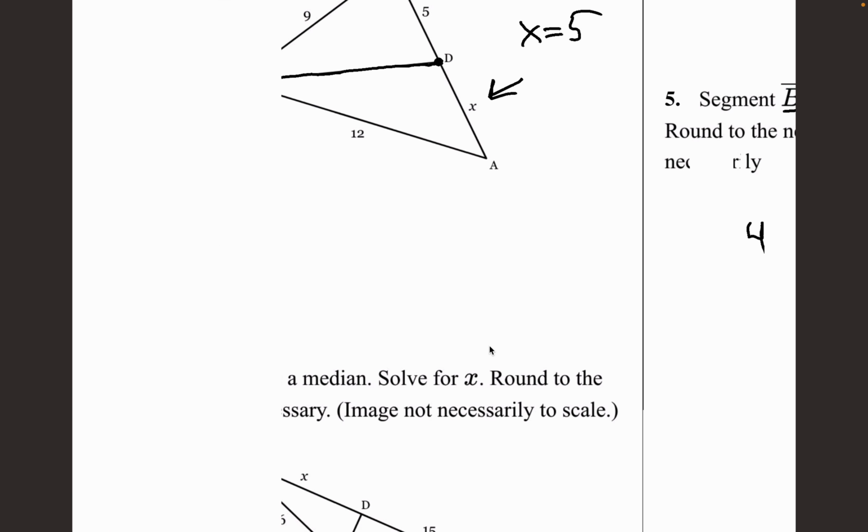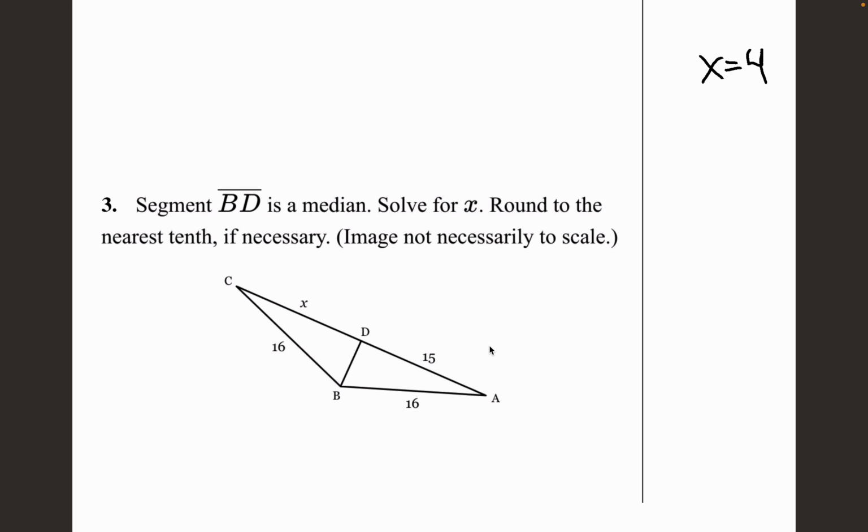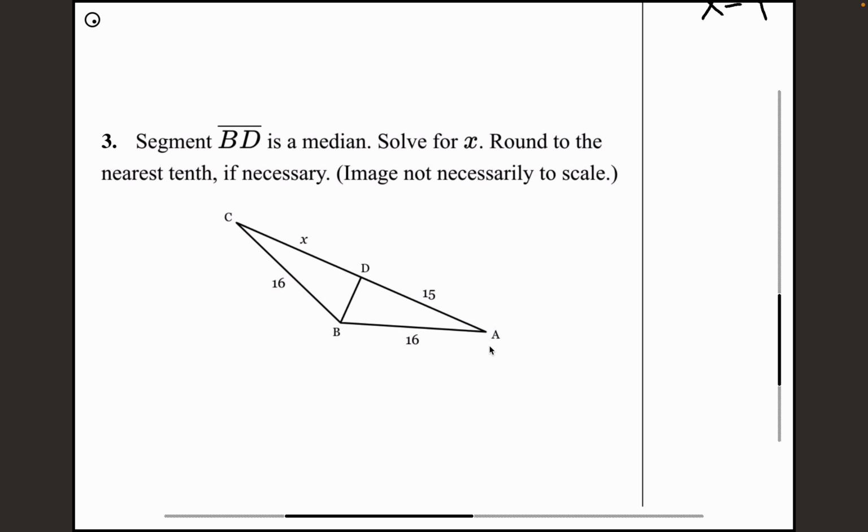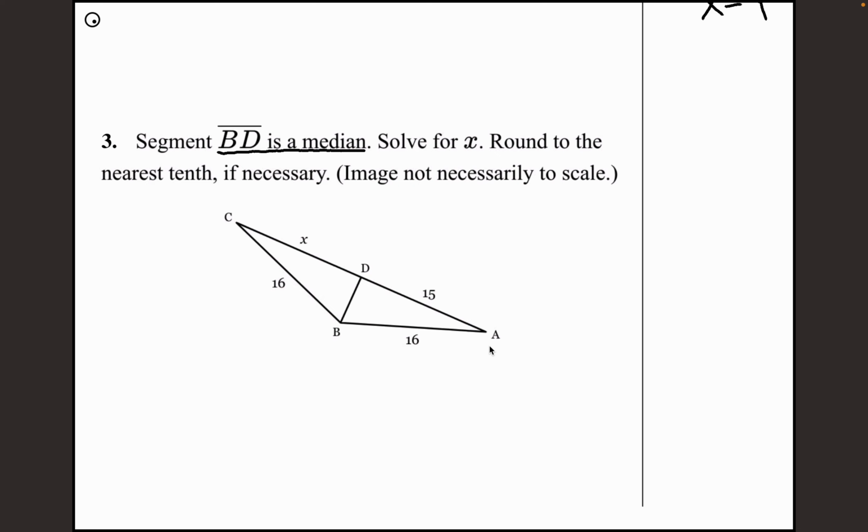Finally, let's look at just one last problem. Okay, again, we have a median right here. Just think of median as the middle. If segment BD is a median, that means D is going to be that midpoint right in half. So if AD is 15, CD is also 15. So x is going to equal 15.